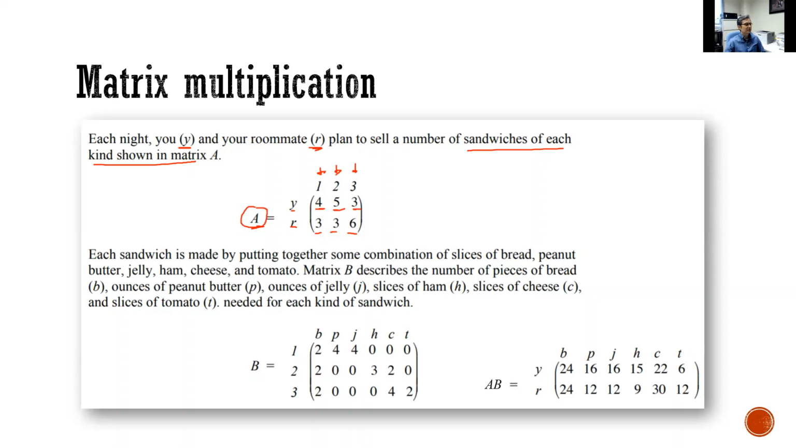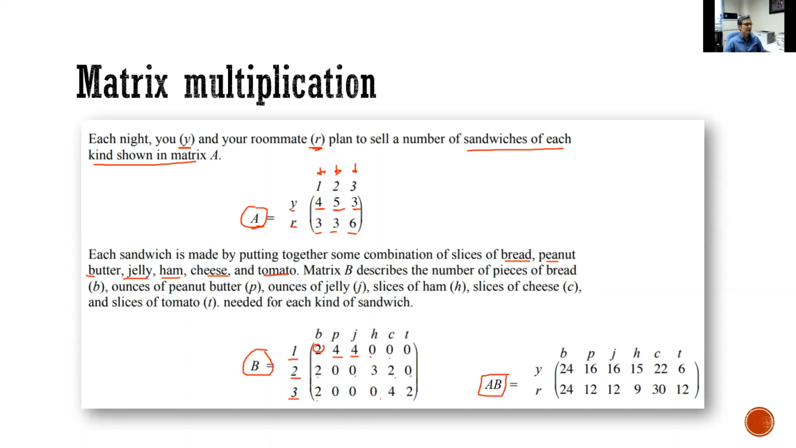Then each sandwich is made by putting together some combination of slices of bread, peanut butter, jelly, ham, cheese, and tomato. So this B matrix will give you the recipe, how to make 3 different sandwiches, 1, 2, 3, 3 types of sandwich. Sandwich 1 requires 2 slices of bread and 4 ounces of peanut butter, and then 4 ounces of jelly, and no ham whatsoever. In the second sandwich, you have the recipe of this, and third of that.